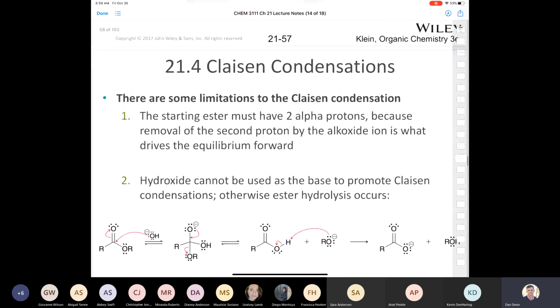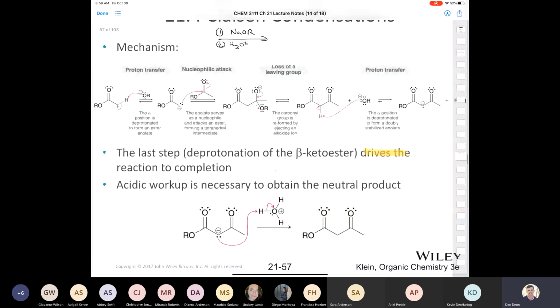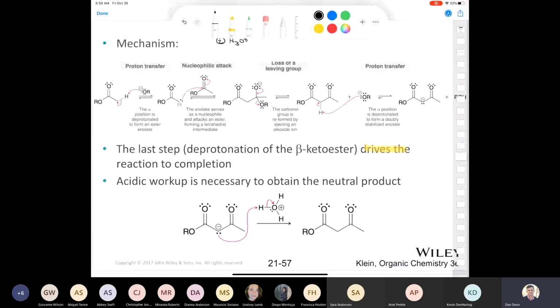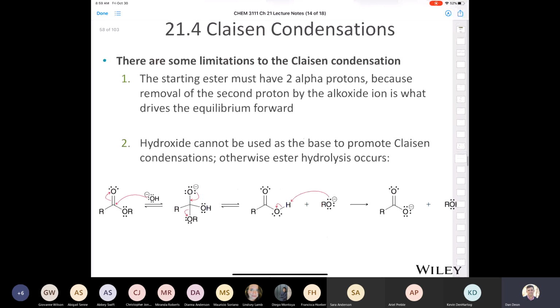There are some limitations to the Claisen condensation, just like there were in aldol chemistry. The first limitation is that the starting ester's got to have 2 alpha protons. Why? Because removal of the second proton is what drives the equilibrium forward. Let me back up and show you in case you're not following me 100%. The first proton in this case was lost right here. But we ended up losing a second proton in this step. Without a second proton, you can't form this intermediate, which is the driving force for the reaction. So that's the first limitation.